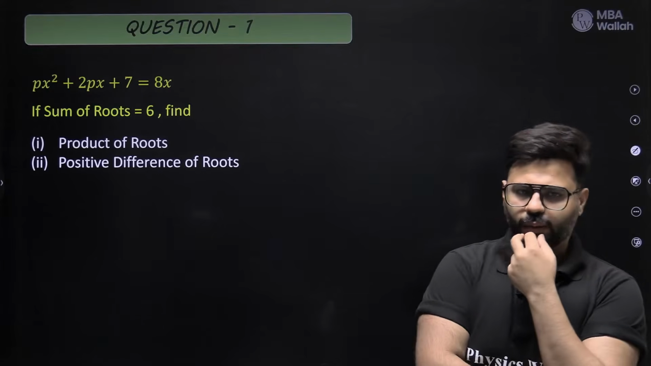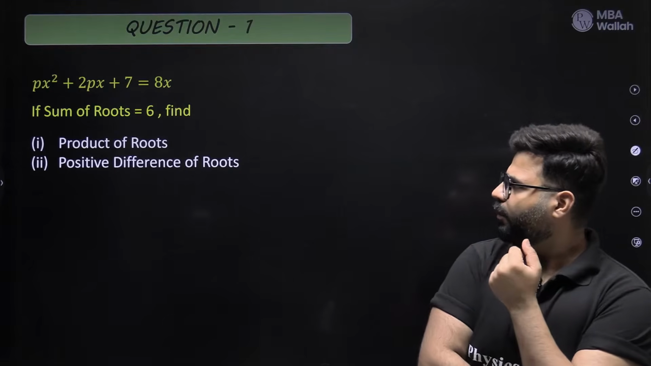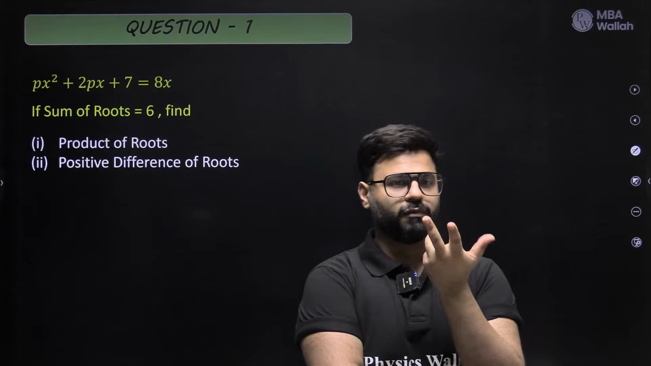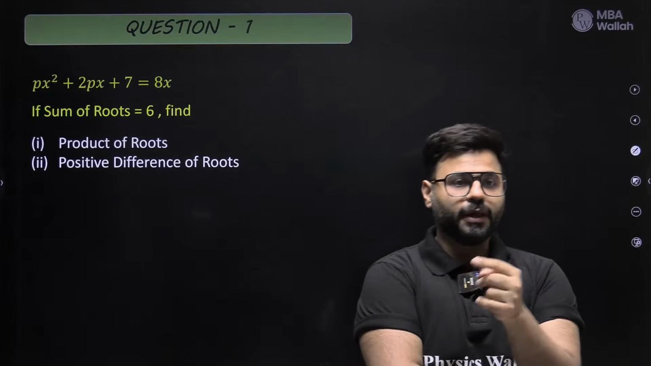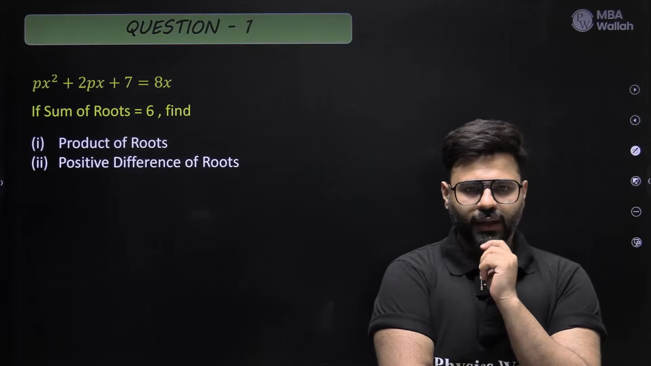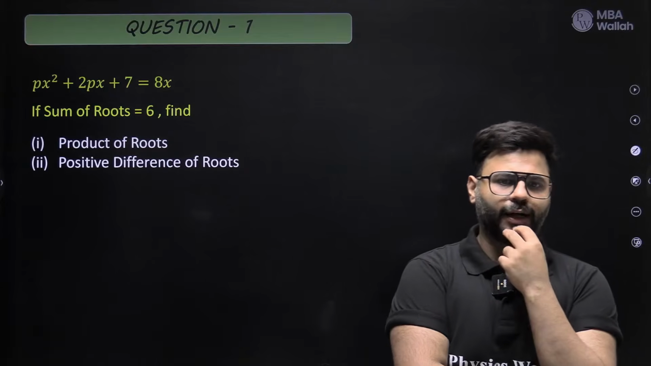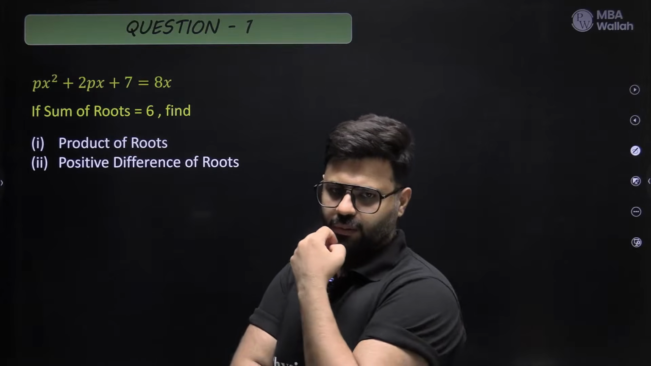So what do you see here? What do you observe here? Oh, we observe that the sum of the roots is given. That means alpha plus beta is given, that means minus b by a is given. I guess using that we'll be able to find out p. Can we find out p here?